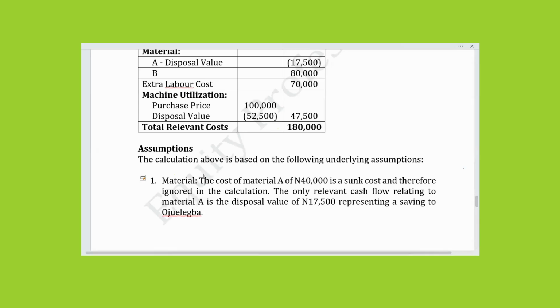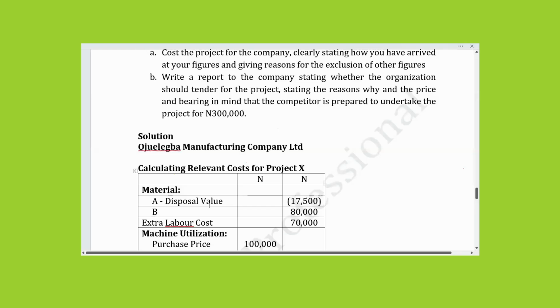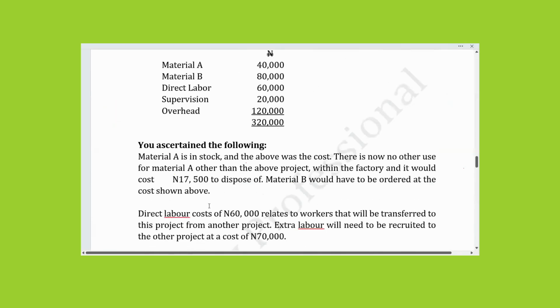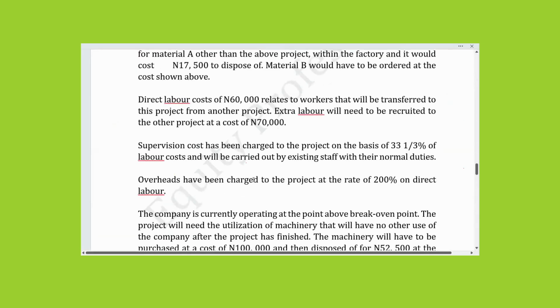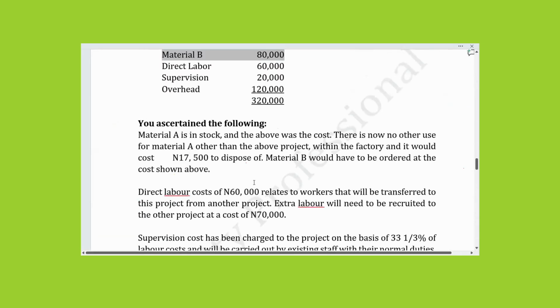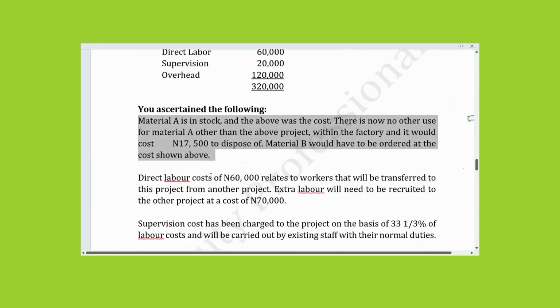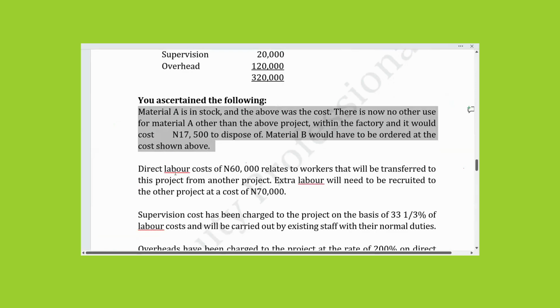If you like, you can comment on material B. If you like, you can ignore it, because material B of 80,000, that's the only number you have in the question. That's the only figure given to you, and that's the figure that you have used. So whether you comment on it or not, it doesn't change anything. So for me, I will ignore commenting on material B. So I'm done with the first paragraph. Then I'll move to the second paragraph.